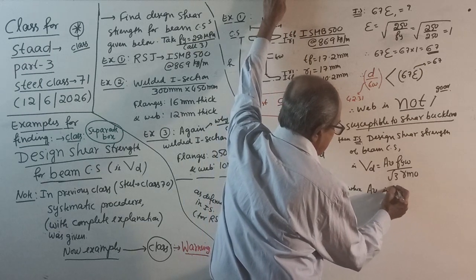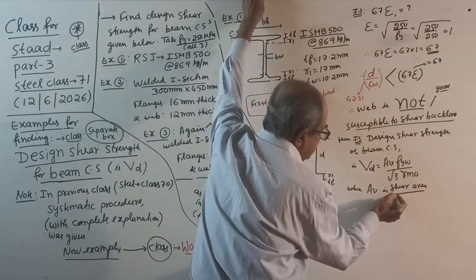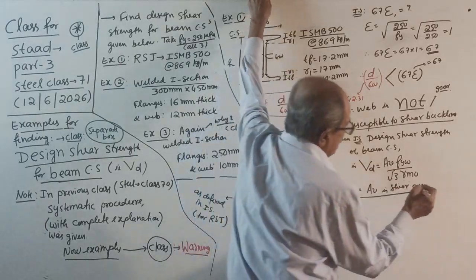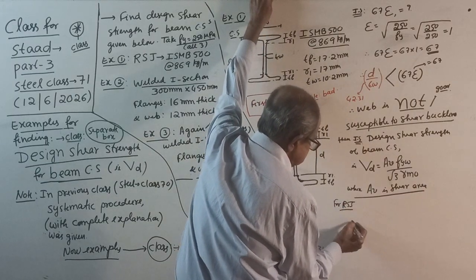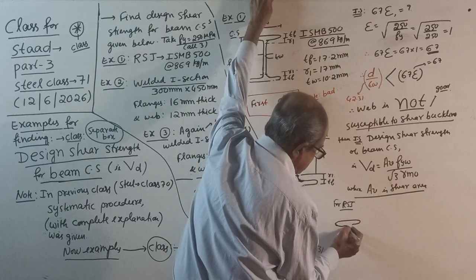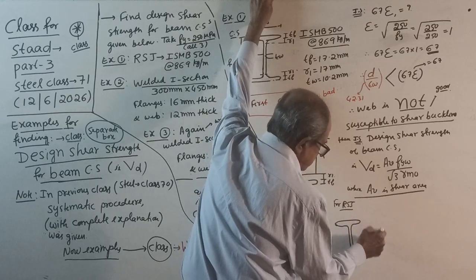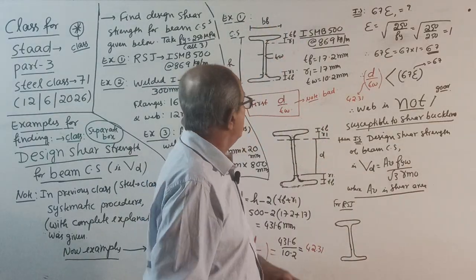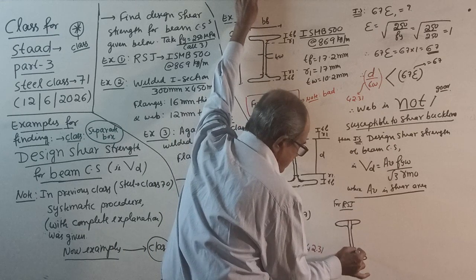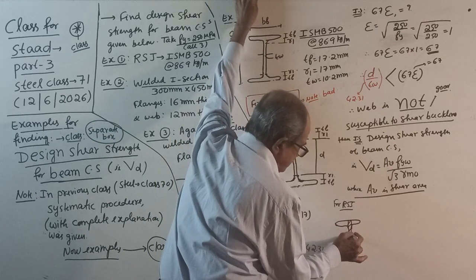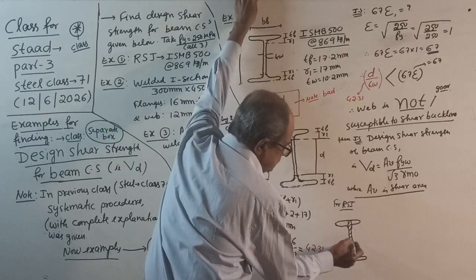Now where AV is shear area. As per IS code, for RSJ, for rolled steel joist, the reasons I told you, how is the shear stress distribution? This is an example. We cannot waste time. IS code decided: shear area is this portion, that is the full area from top to bottom but excluding flanges. So this is your AV.